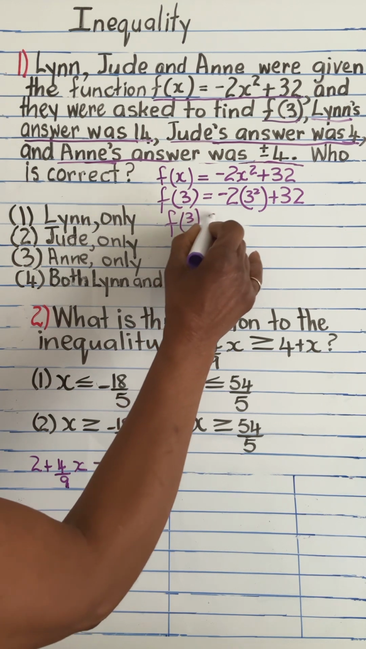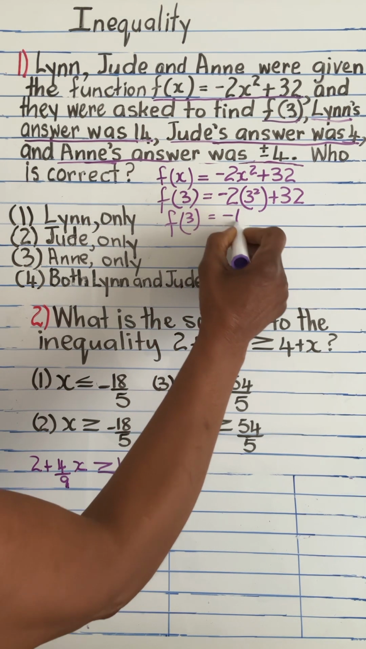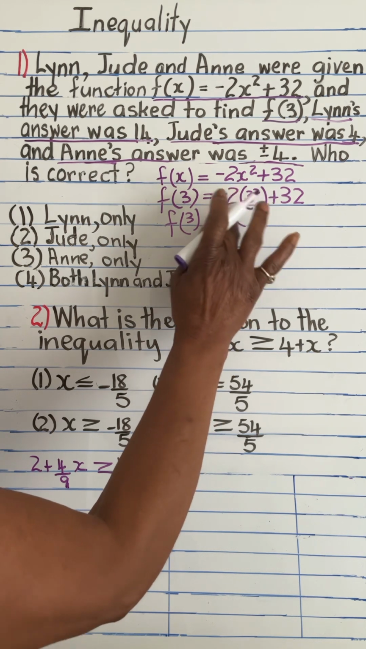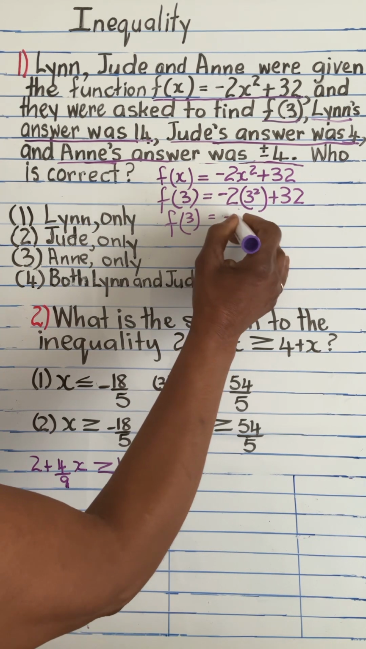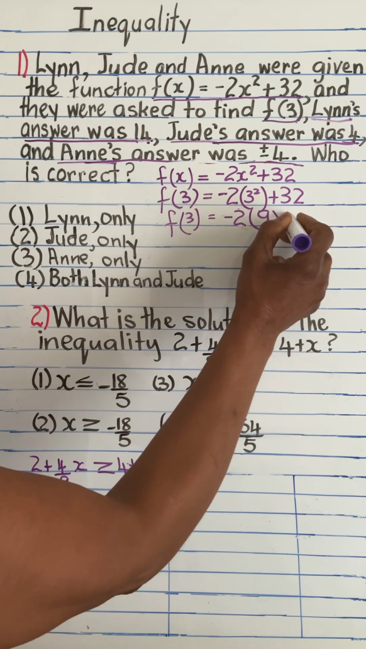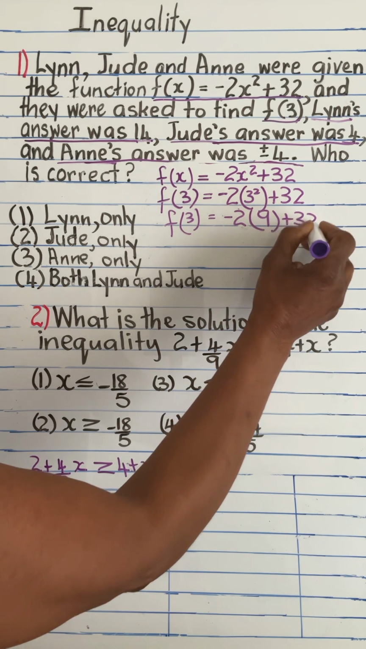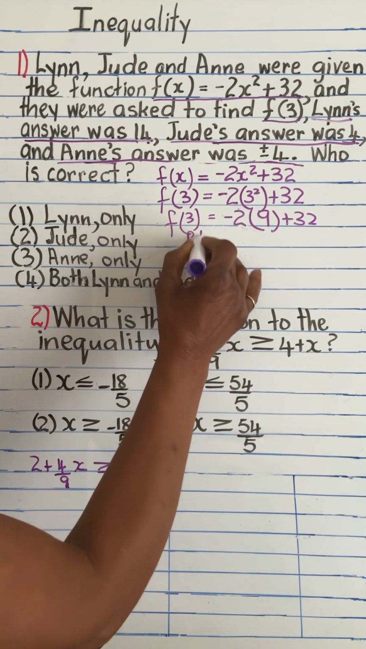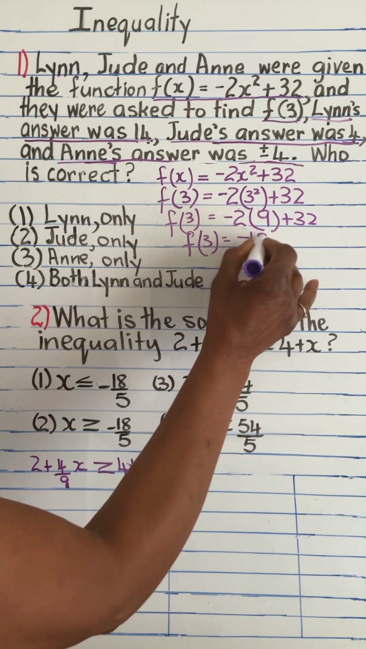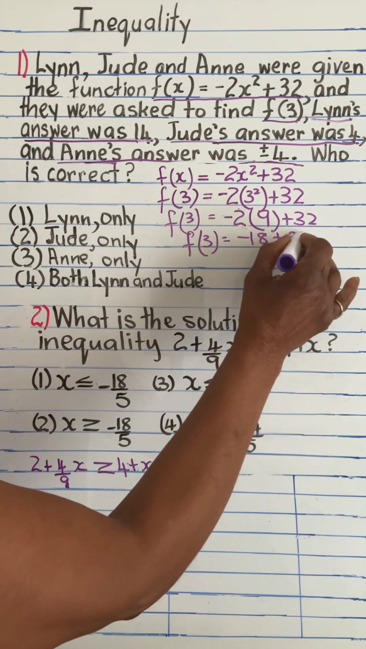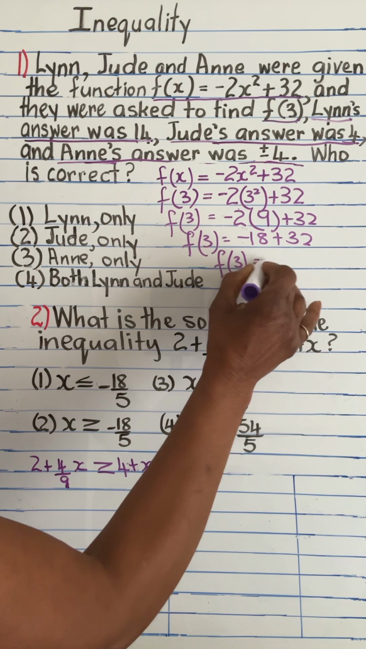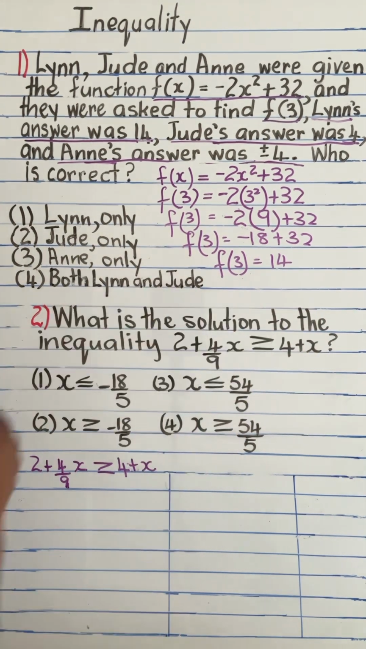f(3) is negative 2 times 9 plus 32, negative 18 plus 32, and f(3) is equal to 14.